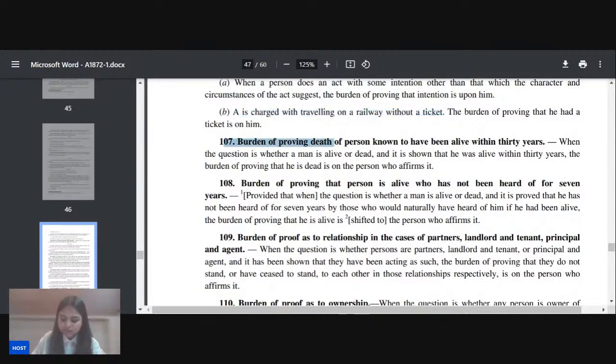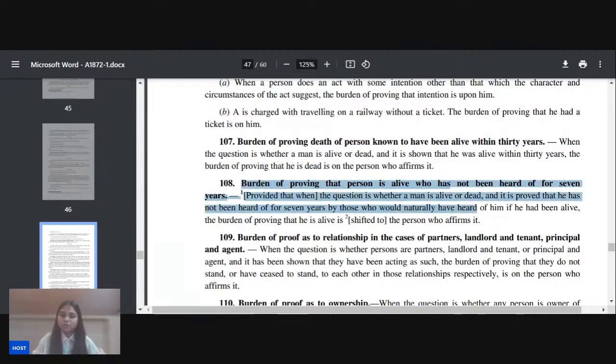Now 107 is presumption of continuance of life. If the question is whether a man is dead or alive, and it is shown that he was alive within 30 years, then the court will presume that he is alive. So this is the presumption of life. And if you are asserting no, he's dead, then you need to prove that he is dead.